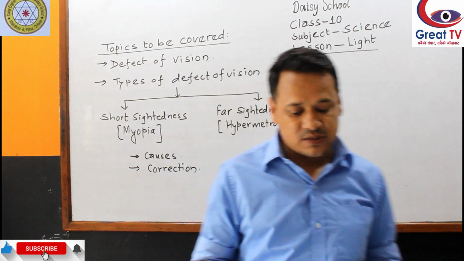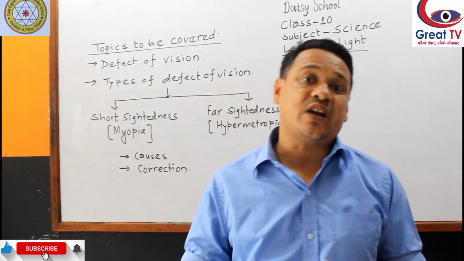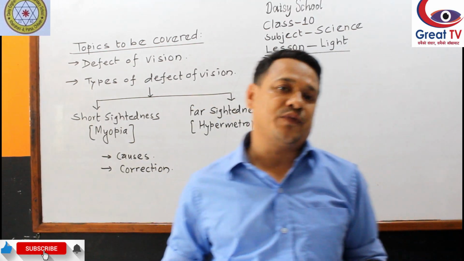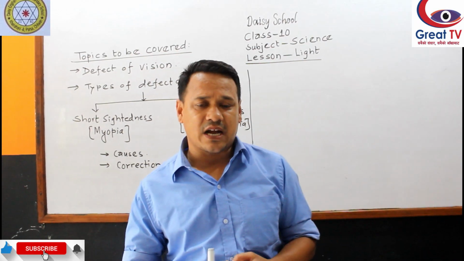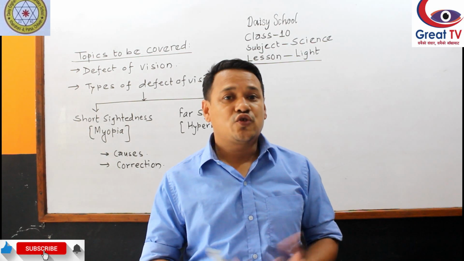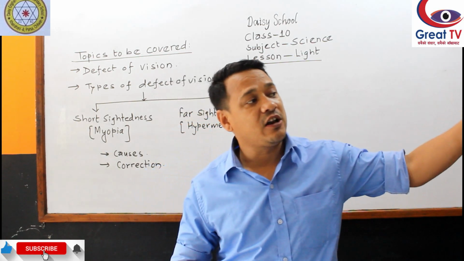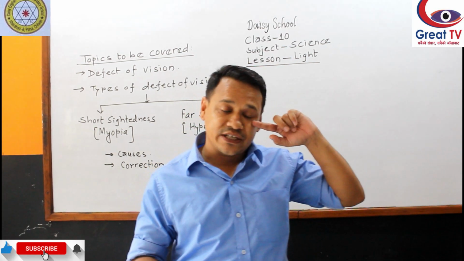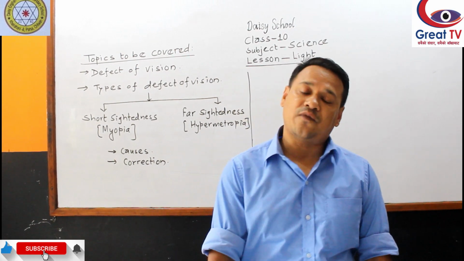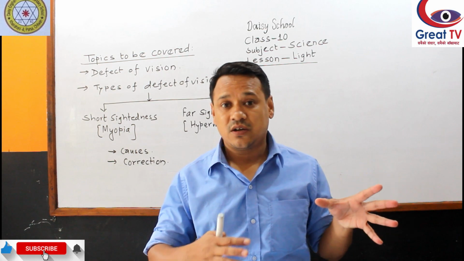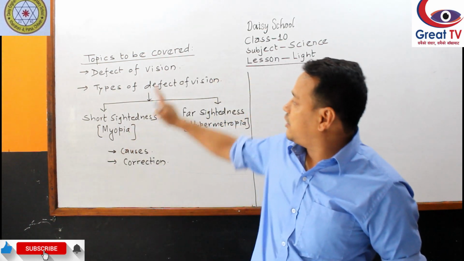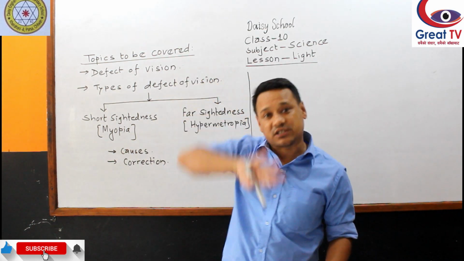In the previous video we discussed the accommodation of the human eye. In accommodation, we discussed the ability of the eye to form a clear image of a far or near object at the retina by changing the focal length of the eye lens. That's the accommodation we have read. And now defect of vision is just the opposite of that.